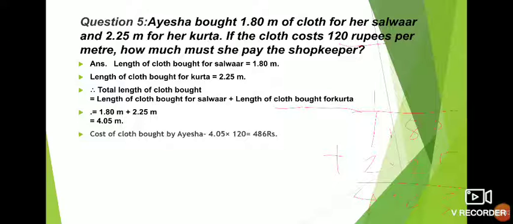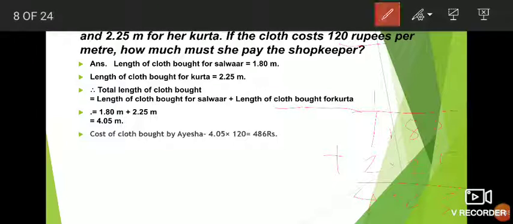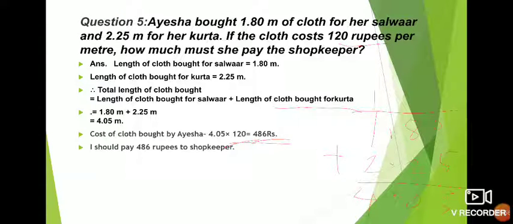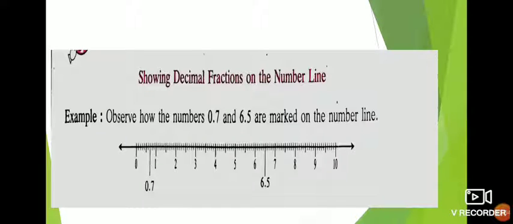Now cost of cloth Aisha bought. Here for 1 meter of the cloth 120 rupees is there. So multiply for the 4.05 meters. That is 4.05 into 120, it will come 486 rupees. Means she should pay to the shopkeeper how many rupees, students? 486 rupees she should pay to the shopkeeper.